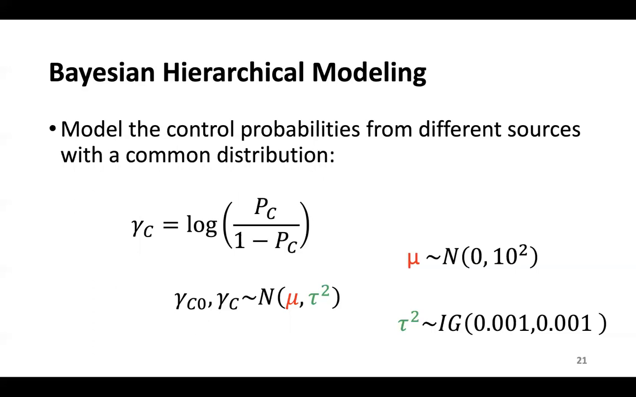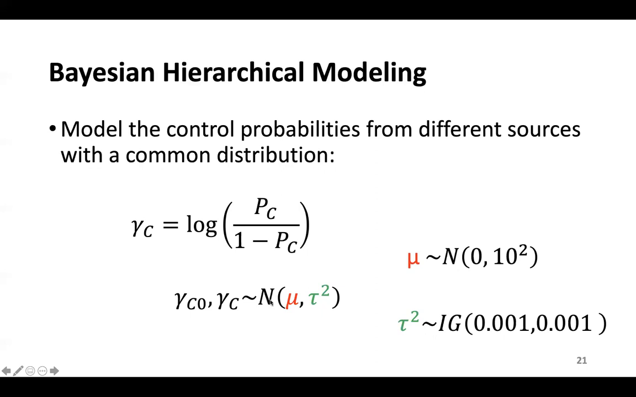So Bayesian hierarchical modeling, what it does is we model the variability between the sources of data. We use a logistic transformation here where we model the log odds. We model the log odds of the historical control, which I've labeled with the sub-0, and then the new log odds in the new trial, I label it without the 0. So that's the newly collected data as gamma C. We model this with a hierarchical distribution.